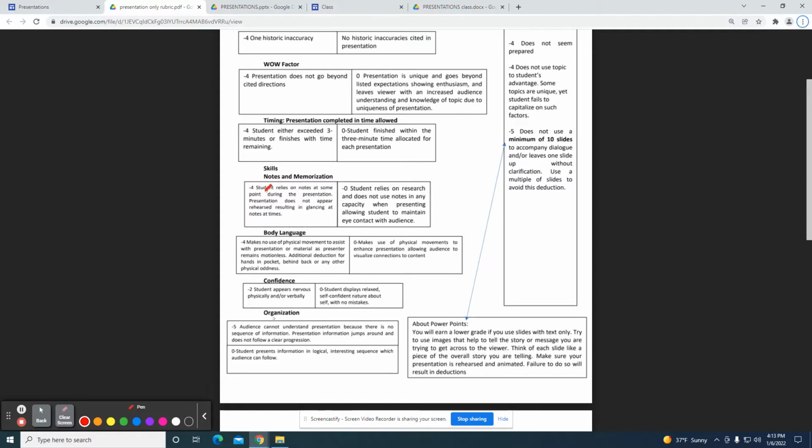I will also be looking for body language. You probably don't want to go up there and hesitate when you're speaking. You want to make sure that you're using some sort of motion and you're not just standing still, looking nervous. As far as organization, when you're using slideshows, you want to take note of this section here, as well as these 3 points.